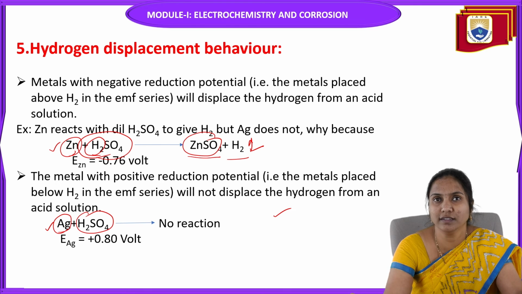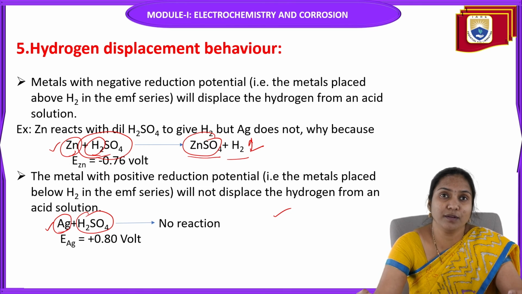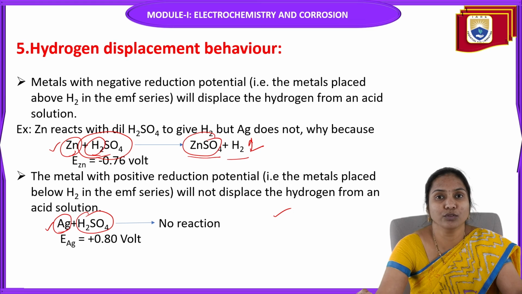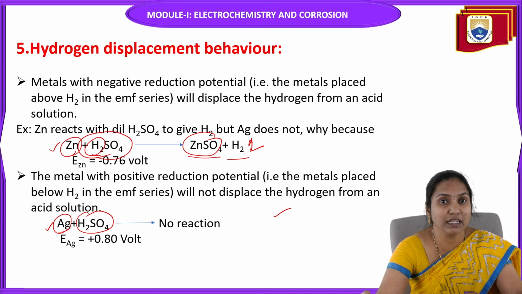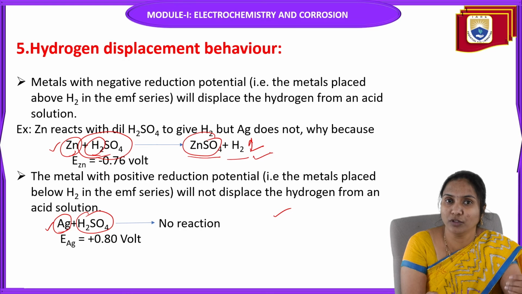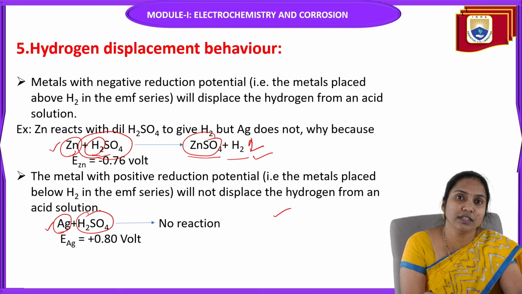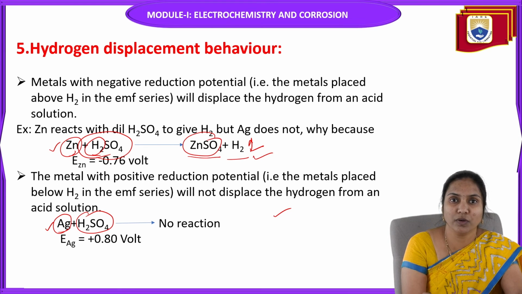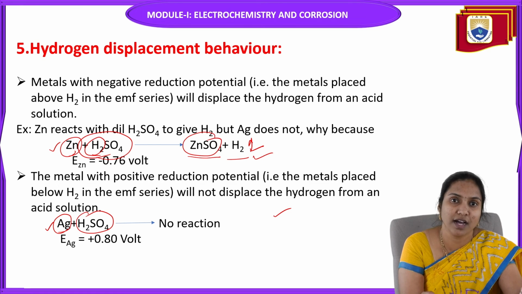Why? What is the reason? Metals that are higher in the electrochemical series have high reactivity. That's why those metals replace hydrogen from acid solution, compared to metals below the hydrogen scale. Here, zinc is present above the hydrogen scale, so zinc has high reactivity. When it interacts with H2SO4 acid solution, zinc easily replaces hydrogen from the acid solution.